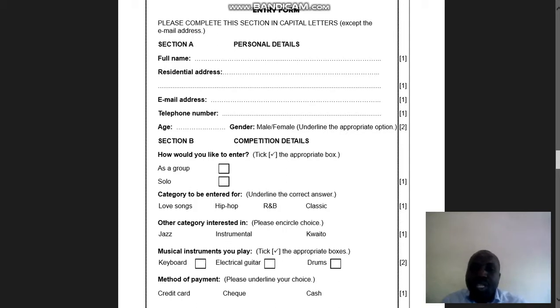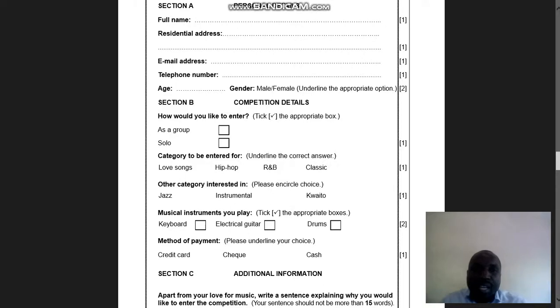You need again to tick the appropriate boxes. Now here they are saying, section B, tick the appropriate box, which means only one. But in this case, where they are saying tick the appropriate boxes, that means amongst the three, keyboard, electrical guitar, and drums, you need to choose two. You need to tick two boxes. But you can only do that with the correct information that you are given in the text above.